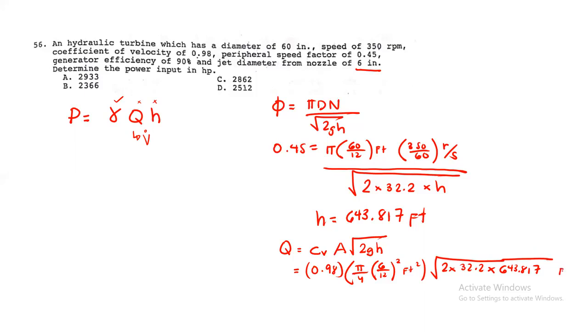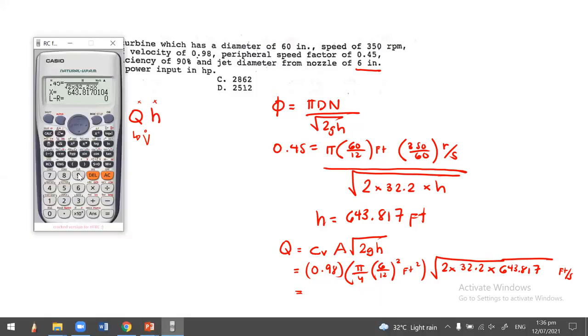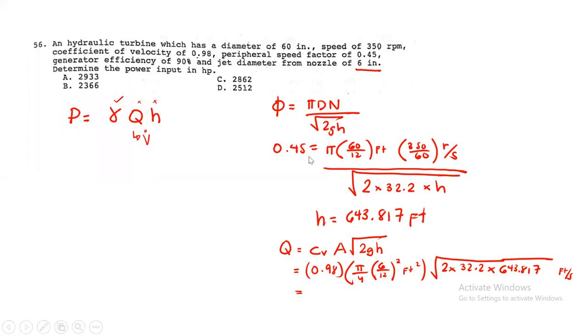So, feet per second. Lalabas dito, square root ng 2 times 32.2 times 643 times pi over 4 times 6 over 12 squared, ito yung may squared na, no? Times 0.98. So, 39.18 cubic feet per second. So, substitute natin dito.